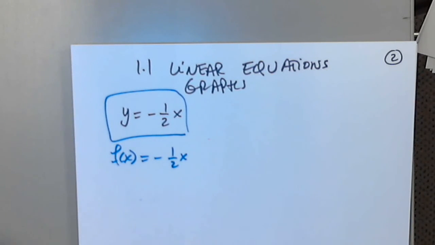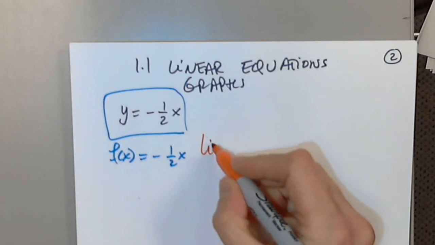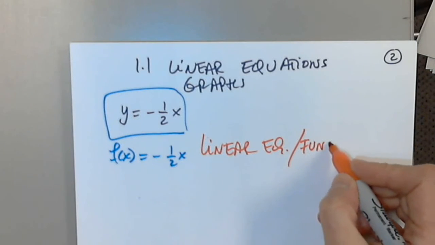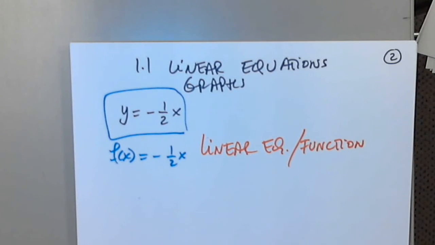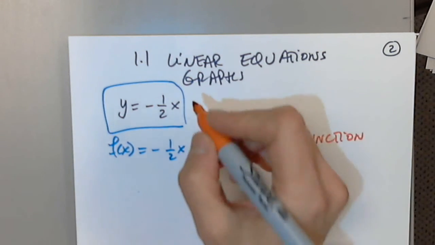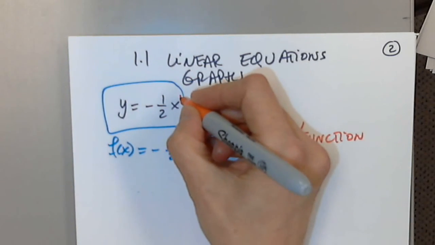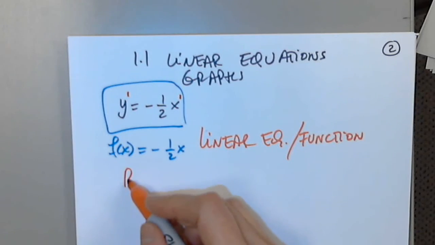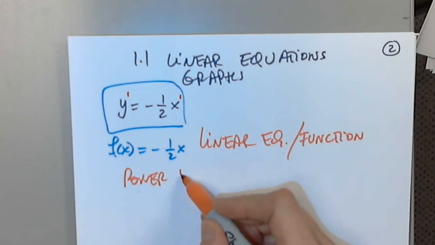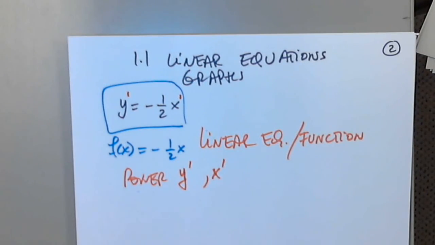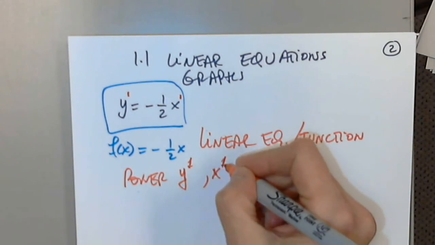And how do I know? It is linear indeed. Linear equation or function. Very good. Perfect. How do I know it's linear? Because it's a straight line. That's true. But how do I know you're right? The powers of the variables x and y are 1. So power 1 and 1: 1 for y and 1 for x.